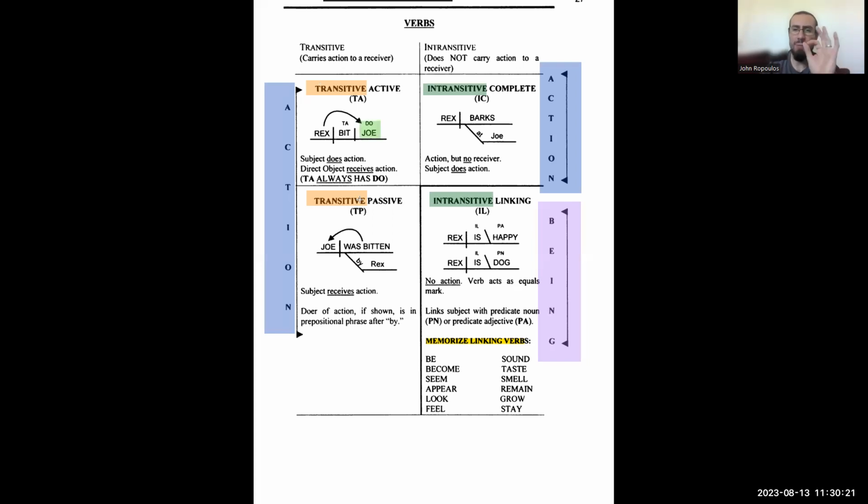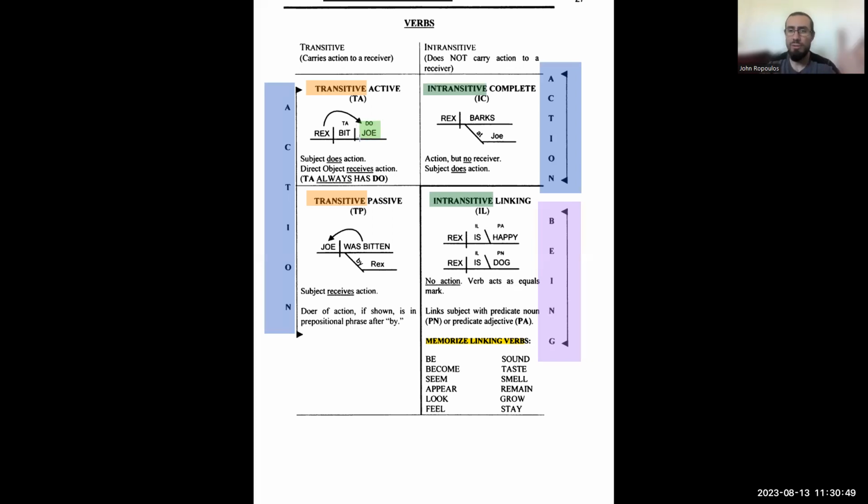Notice, direct object, not just any object, direct object. He is receiving the action directly. It means if we were to conceive of Rex and the action that he's doing, somebody, Joe, is receiving that action. Joe is getting bit. Poor Joe. Might have to put Rex down. Now, that's easy enough, right? It's clear, something's receiving the action.